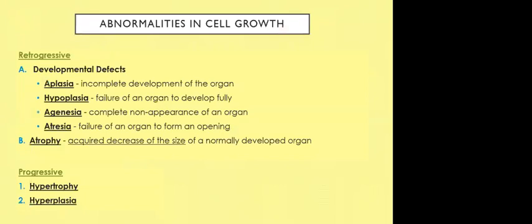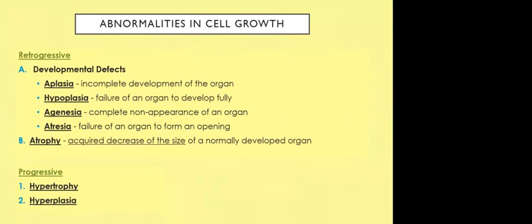First is the retrogressive. For a retrogressive type of abnormality, the organ or a part of the tissue is smaller than normal. It can be due to a developmental defect or an atrophy. For a developmental defect, the first one is aplasia. There is incomplete development of the organ, so the organ is only represented by a mass of fatty tissue or fibrous tissue.